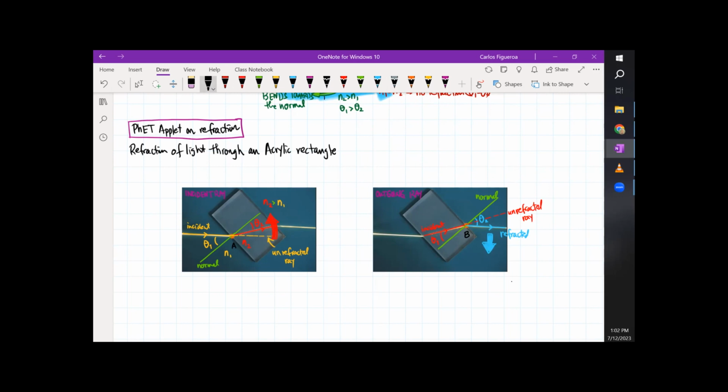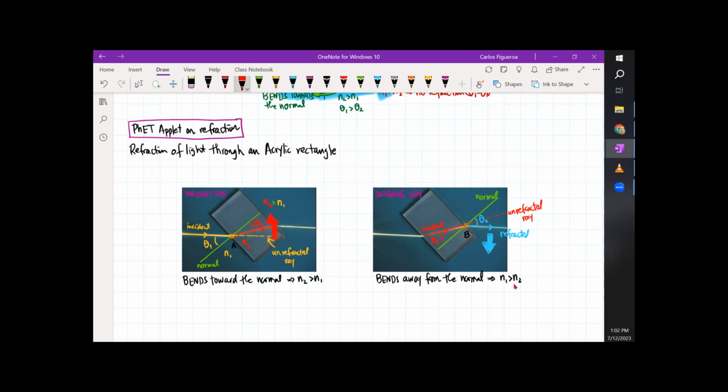So if I now summarize this, the fact that it bends toward the normal, that immediately tells you that N2 must be greater than N1. The fact that this bends away from the normal, that immediately tells you that N1 is then greater than N2 here.